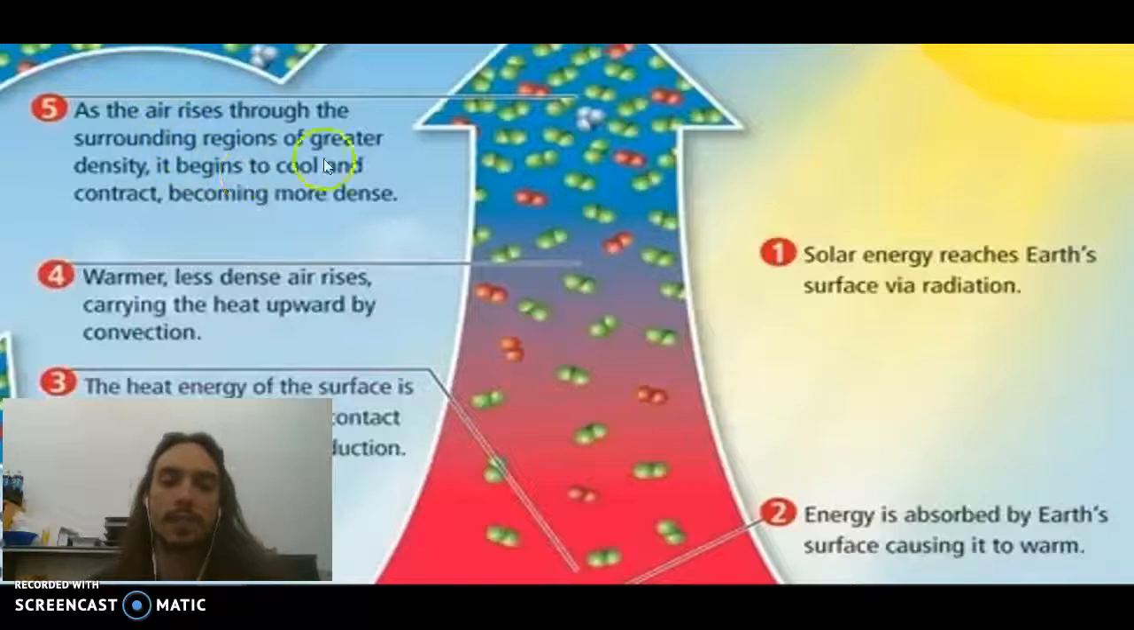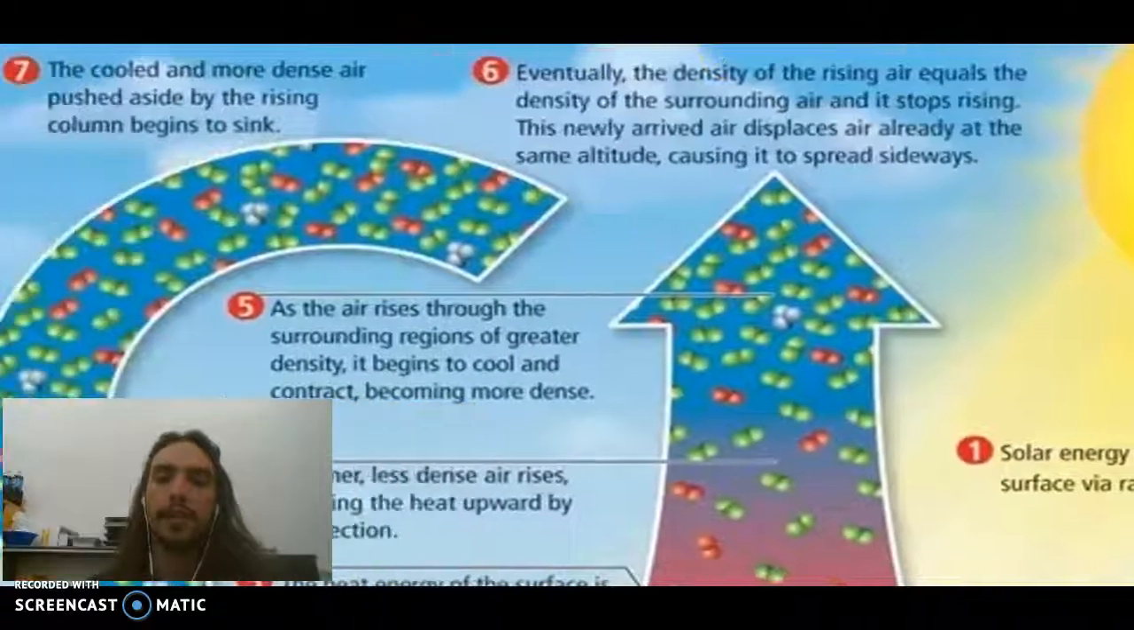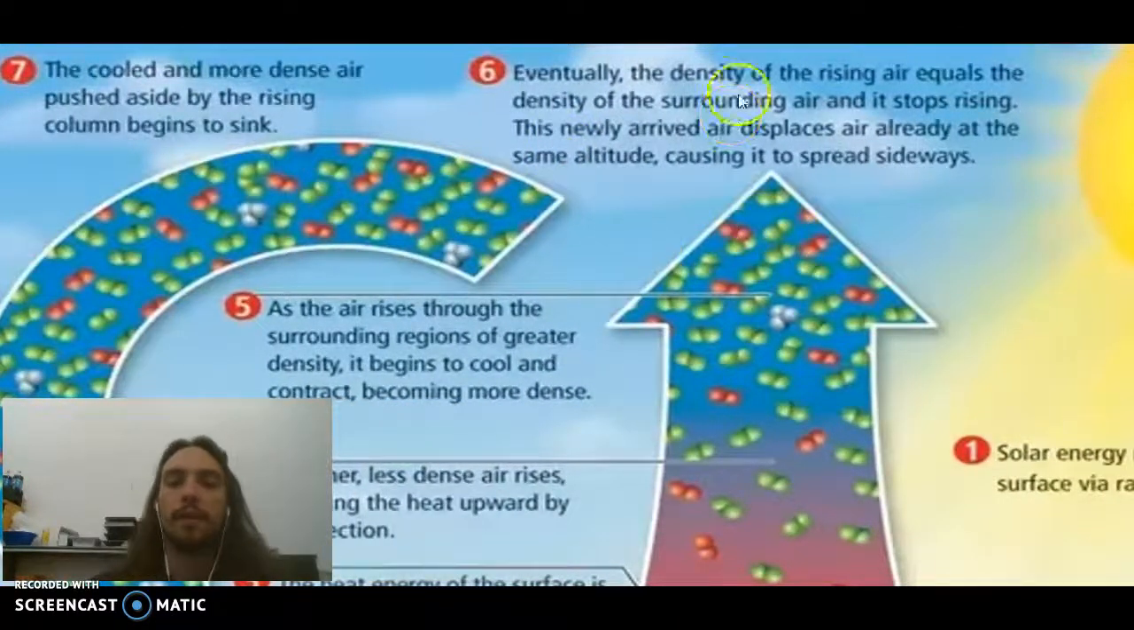And as the air rises through the surrounding regions of greater density, it's going to begin to cool. That's that blue area here. And then number 6, eventually the density of the rising air is going to equal the air around here where it is. This convection current is going to displace it sideways and down a little bit.